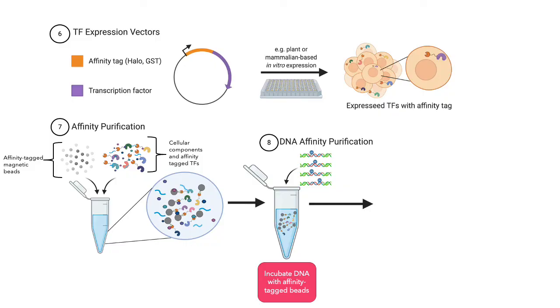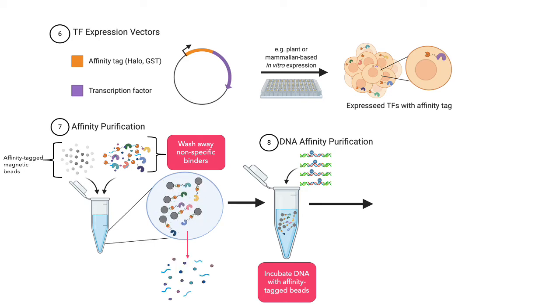Transcription factor expression vectors are constructed and can be expressed in a plant or mammalian-based in vitro expression system. Next, affinity purification is performed. Transcription factors bound by affinity tags and cellular components are co-incubated with affinity tagged magnetic beads. Nonspecific binders are washed away, so you're left with only transcription factors bound to the magnetic beads.